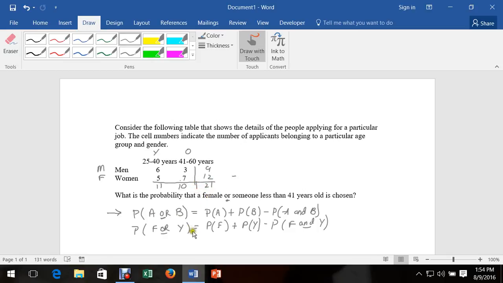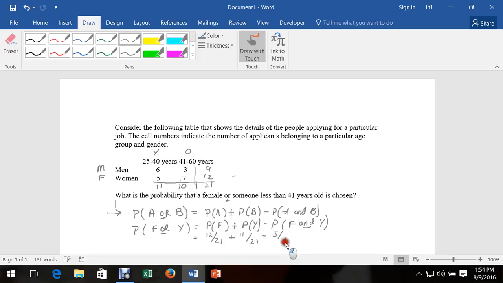So the probability you pick out a female, well, there's 12 of them, 12 females in the room, 12 over 21. And the probability you pick out a young person is 11 over 21 minus the probability you pick out a person who meets both criteria. They are female and young. So we have female, we have 5 who meet both criteria, you notice in that cell, 5 out of 21.